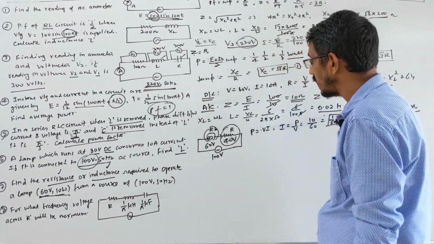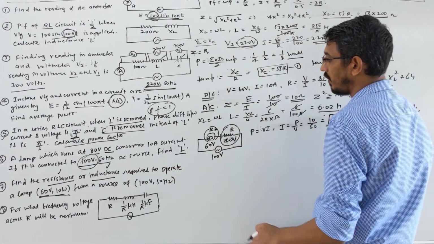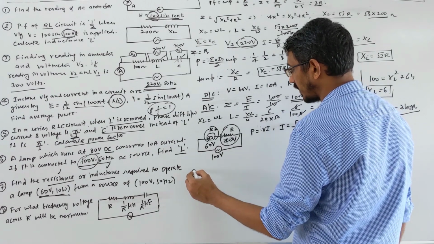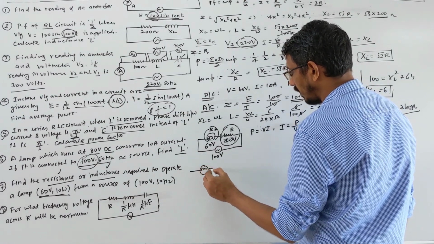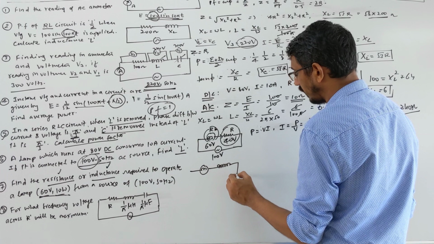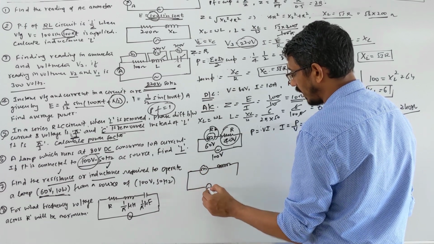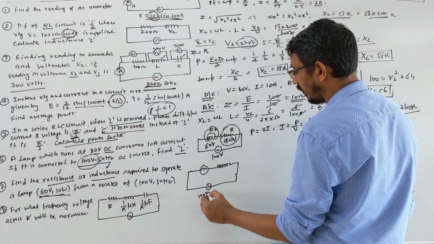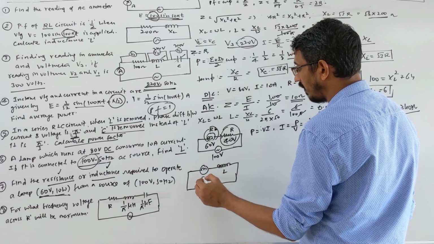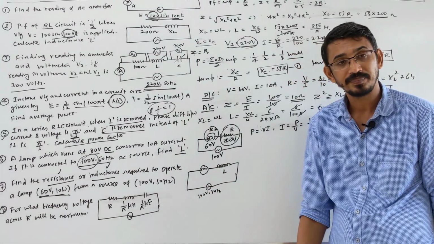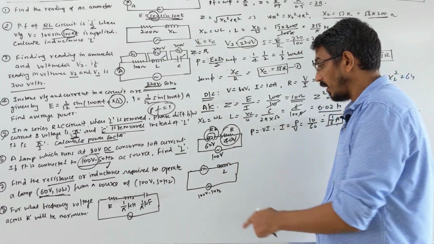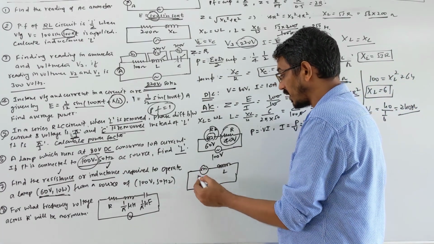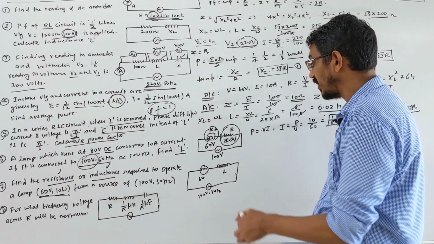Now the same question asks how much inductance you will require, meaning we draw the same circuit this way. This is your bulb and this is your inductor, and the same AC source is given: 100 volt, 50 hertz. Then how much L will be required to operate this bulb? Now watch this time. 100 volt here, and the bulb consumes 60.